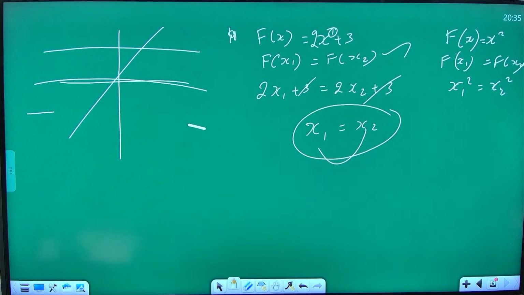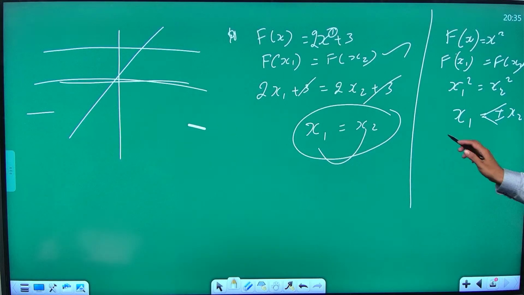If I take the square root, what I will end up with is x1 is equal to plus or minus x2. So I have plus x2 and minus x2 giving the same answer. Are you getting this? This is how you professionally prove it. But what CBSE says is, whenever the condition fails, you can show an example and disprove it.